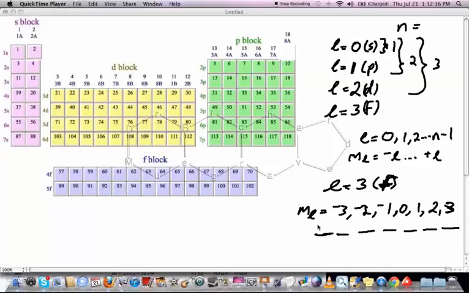Now if we go up to the F's, then L equals 3, and we're going to have 7 orbitals there, because the values for m sub L can go from negative L to plus L, which is negative 3 to plus 3: negative 3, negative 2, negative 1, 0, 1, 2, 3, which would be a total of 7 orbitals. And since each orbital has 2 electrons, that means there's going to be a total of 14 electrons. So that's what we're going to see for the F block. So now you can see how all of the n values, the L values, and the m sub L values all correlate to what we see on the periodic chart.